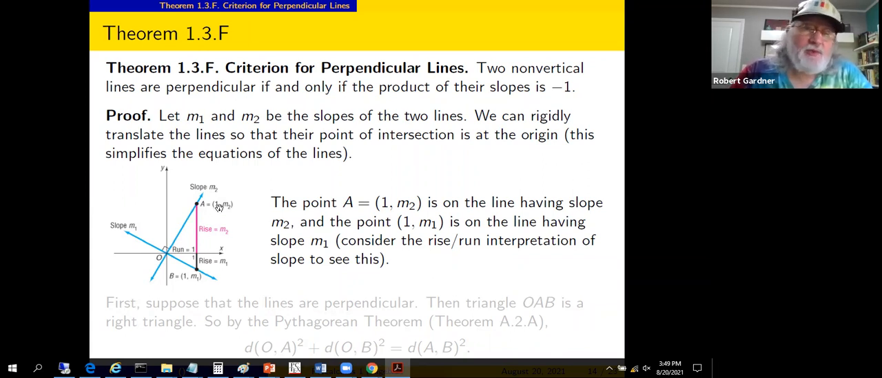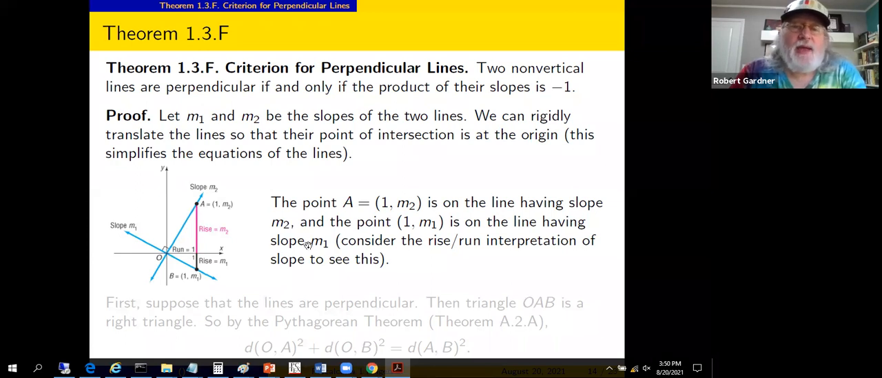Two lines with slopes m1 and m2. So this is how we find other points on that line. Go one unit over and the appropriate units up or down to the two lines to produce these points A and B. We started at the origin. Let's call it O. And what we've produced here is a triangle.